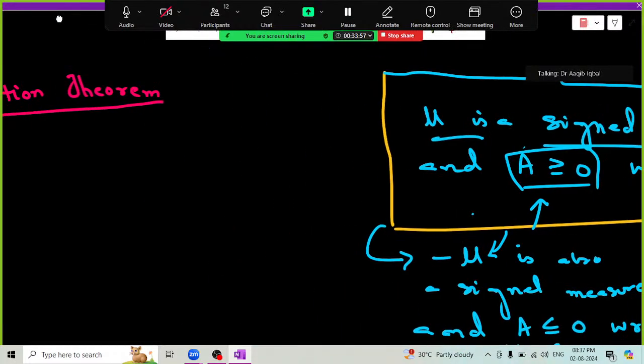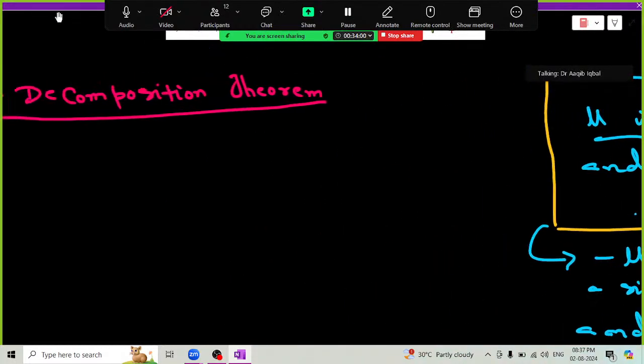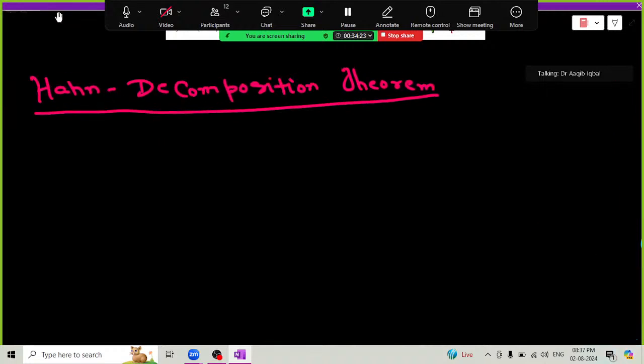ठीक है, अब ऐसा मैं आपसे क्यों कह रहा हूँ? अगर आपको याद होगा, what is a Hahn decomposition? Hahn decomposition is an ordered pair A comma B, where the first component is a positive set, the second component is a negative set, and the two components are pairwise disjoint and their union is X. ये होती है Hahn decomposition.